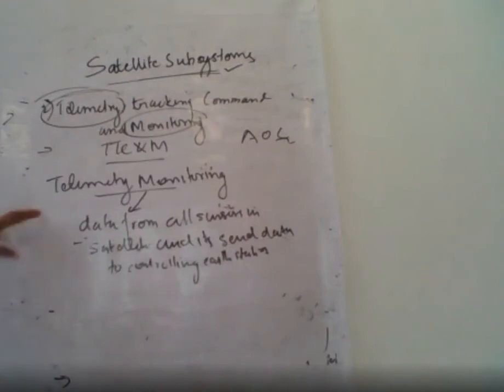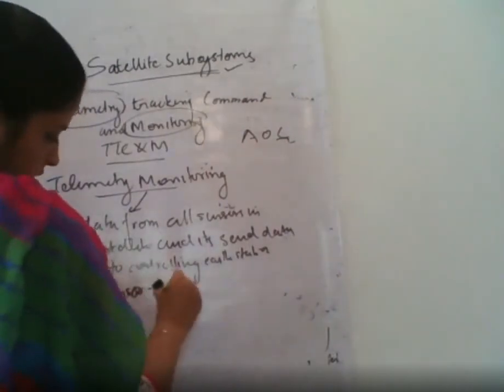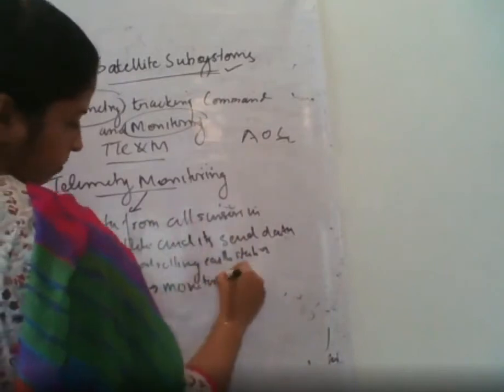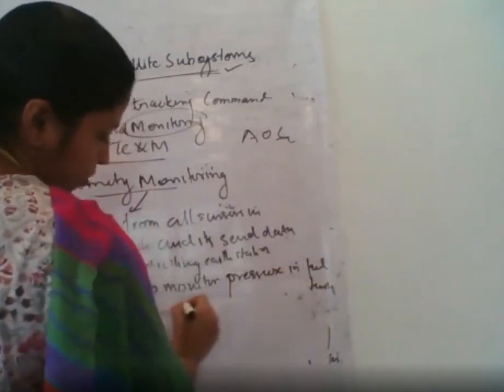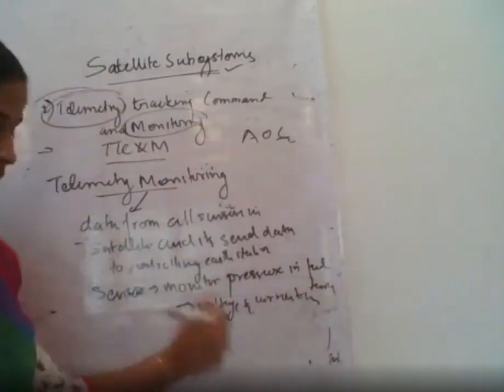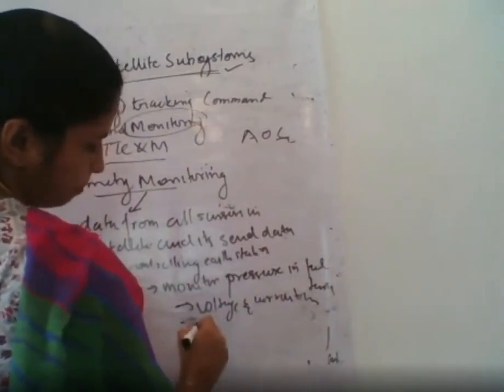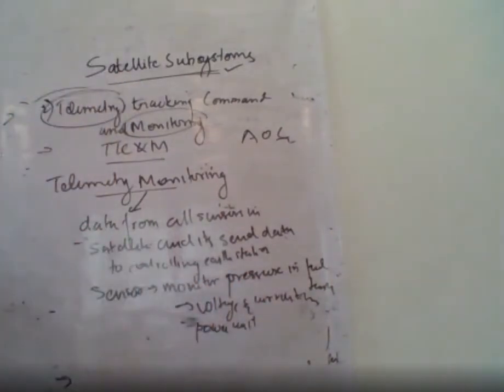There are several hundreds of sensors placed within the satellite to monitor the pressure in the fuel tank, to monitor the voltage and current in the power conditioning unit, and to find the critical voltage and current in the communication electronics.